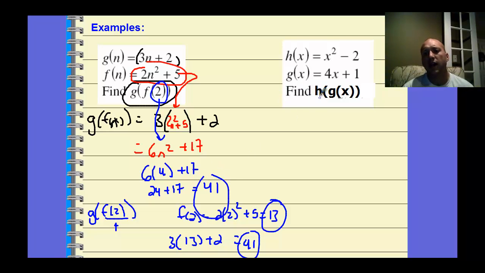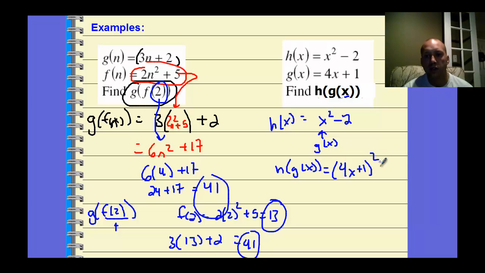In the second example, we need to actually do h of g of x. There's no number here, so you have to do the actual composition with the function. So the function h of x is equal to x squared minus 2. We have to replace the x with the g. We want to put g of x in place of x, and that's what h of g of x represents. So when I write the h of x, all of x is actually g, the 4x plus 1 squared minus 2. So I've taken out the x in h, and we've replaced it with what g of x is.